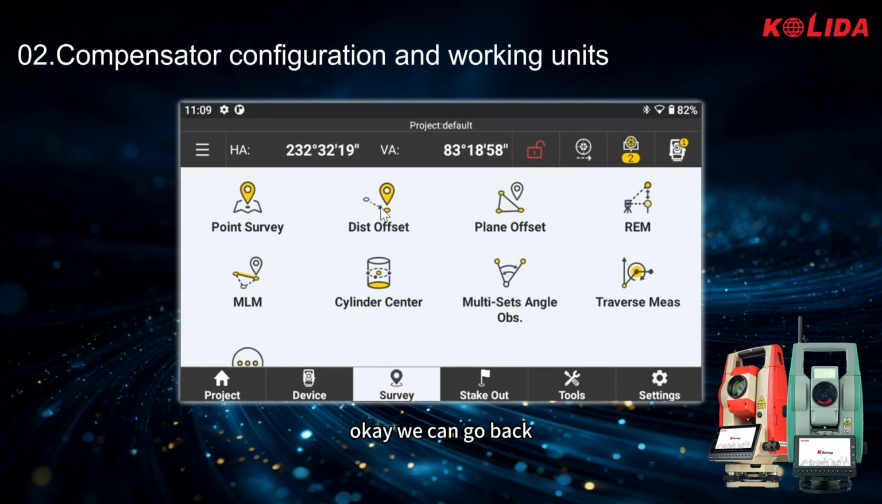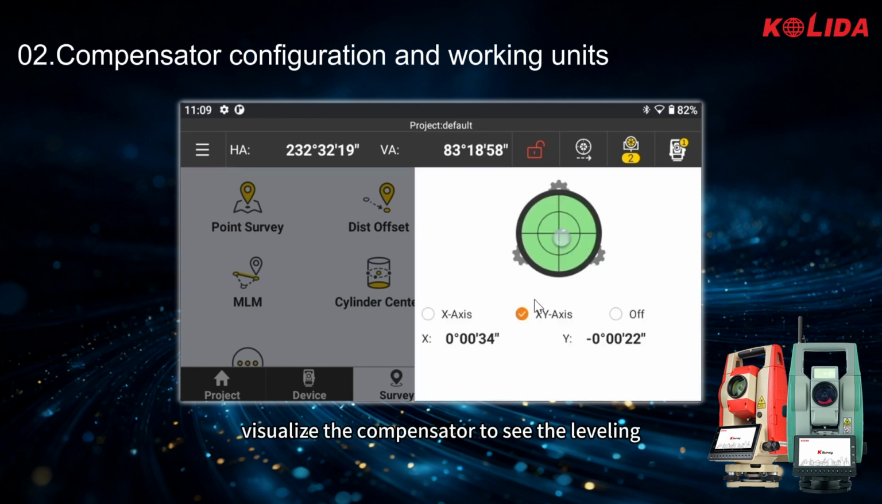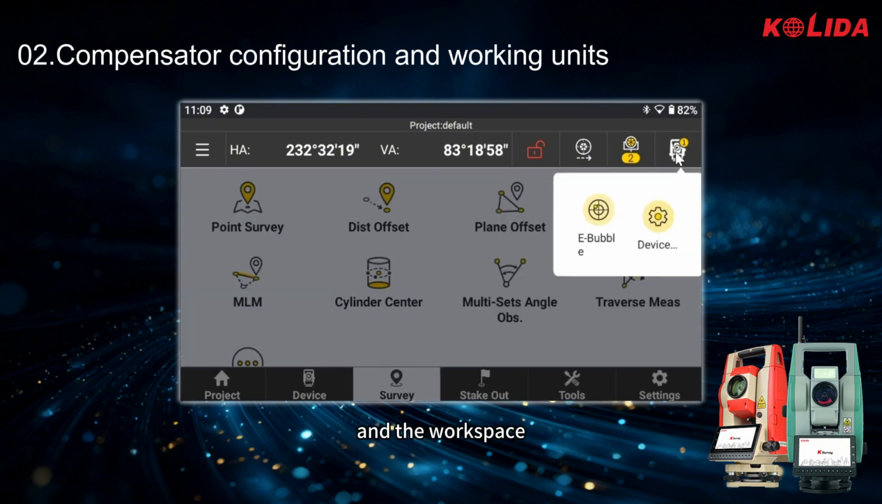Okay, we can go back and in this way we have quickly configured the compensator, visualized the compensator to see the leveling and activated it in both axes and everything related to configuring units and the workspace.